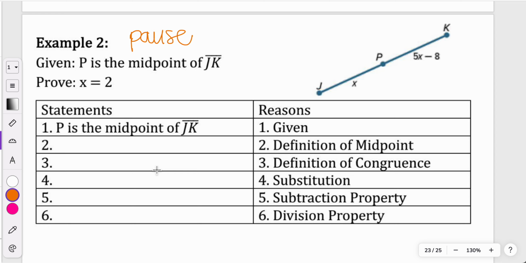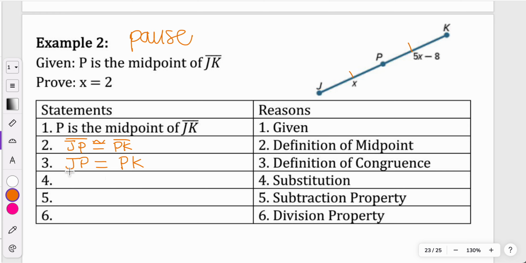Now for this one, I've given you the reasons, and we're going to try to fill in the statements. So point P is the midpoint of JK, so that means JP is congruent to PK. So the definition of midpoint would be exactly that. The measurement of JP is congruent to the measurement of PK. And the reason I put these lines on top is because step 3 says the definition of congruence, so that means I can write it without them. JP is equal to PK.